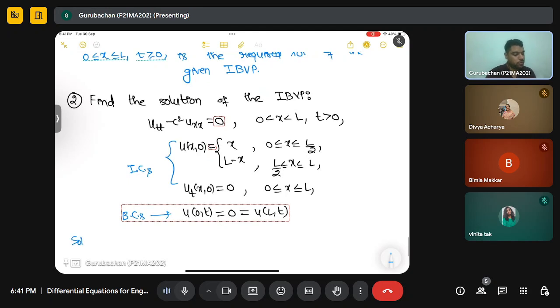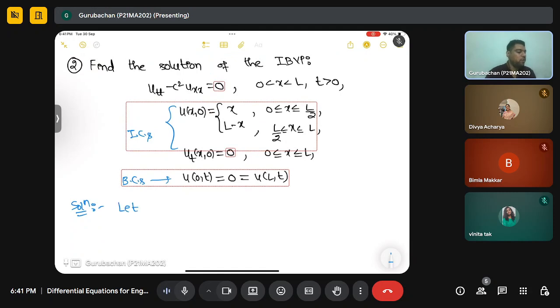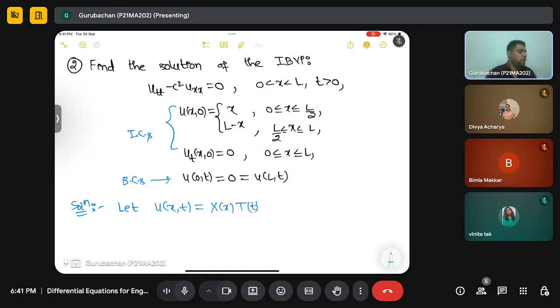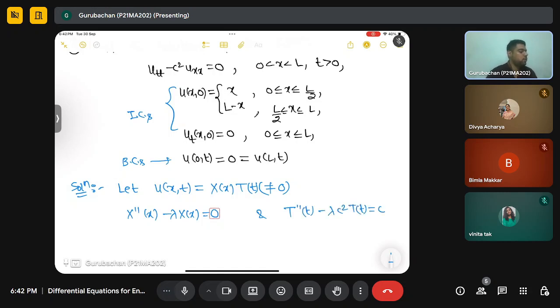So we have to solve this again by method of separation of variable. What you will do, you will again assume u(x,t) to be some X(x) T(t), which is some non-zero solution. Again you will differentiate and you will get X double dash of x minus lambda X(x) is 0, and T double dash of t minus lambda c square T(t) is 0.